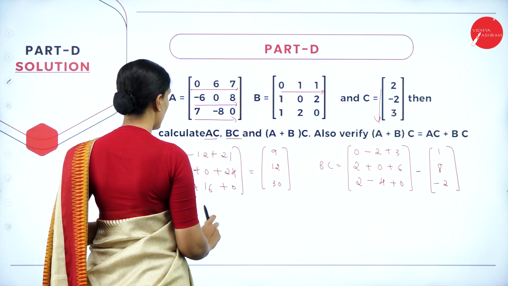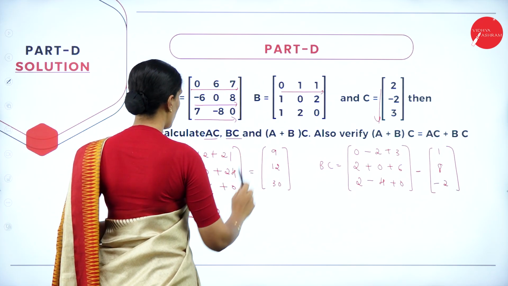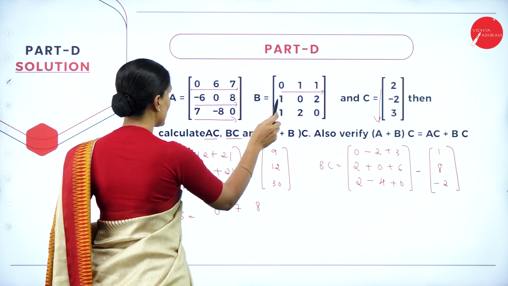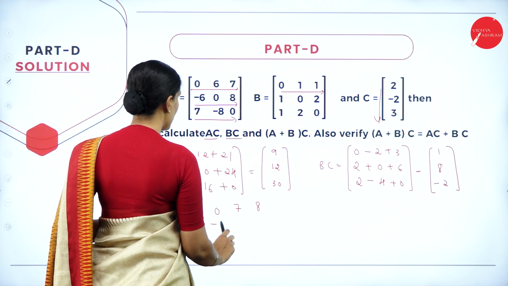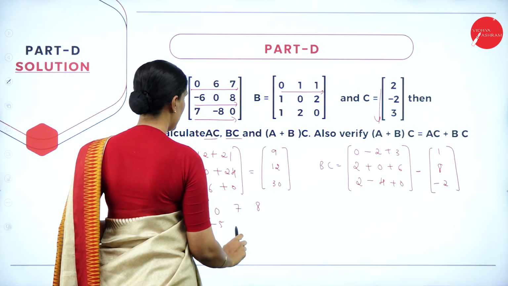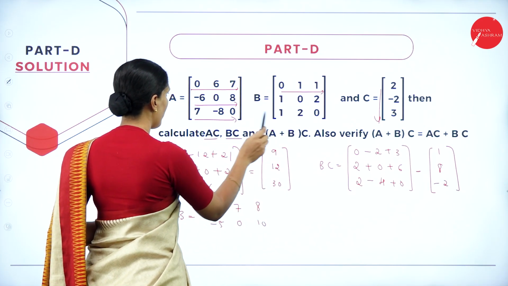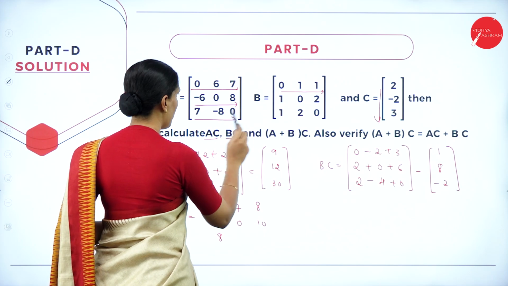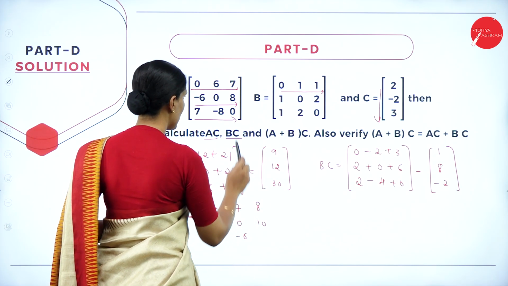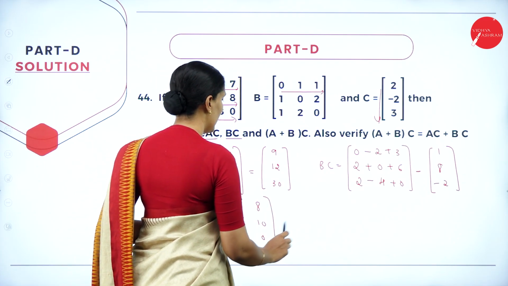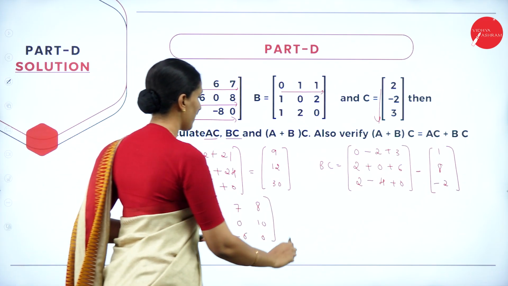So 0 plus 0, 0, 6 plus 1, 7, 7 plus 1, 8, minus 6 plus 1, minus 5, 0 plus 0. Next 8 plus 2, 10, 7 plus 1, 8, minus 8 plus 2, minus 6, 0 plus 0, 0.